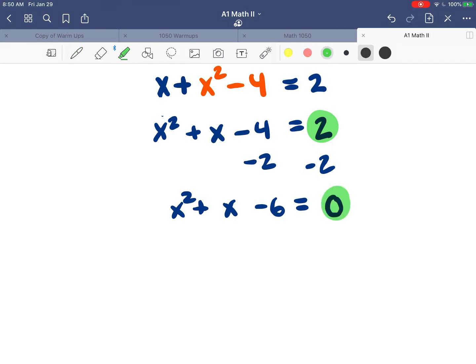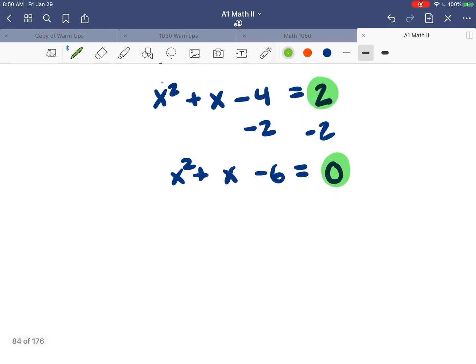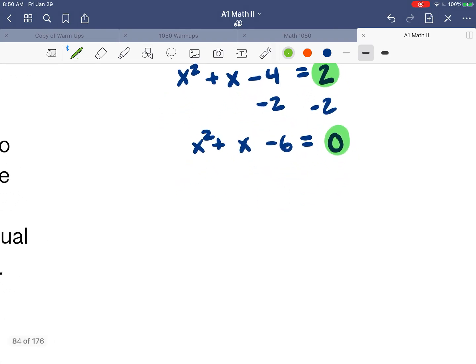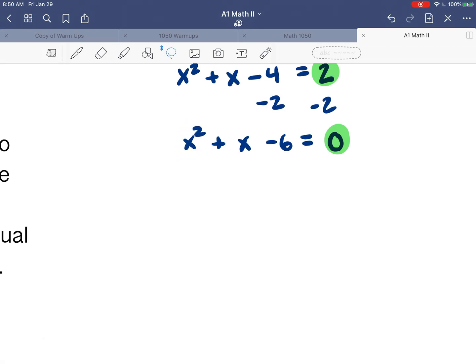Now we have a 0 on this side, which is fantastic, so we can solve this quadratic now using a skill that we called factoring. Hopefully that sounds vaguely familiar. Factoring is fantastic. We played a game in class, if you were in class, about factoring. But if not, the math goes like this.